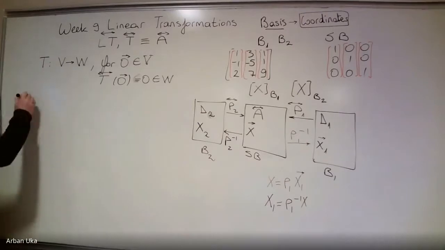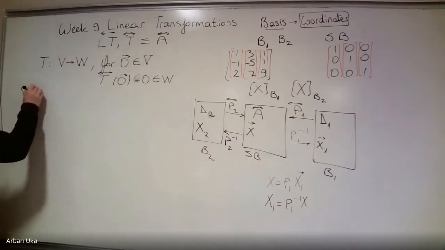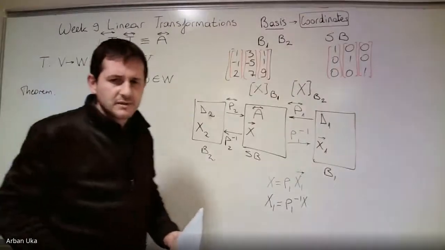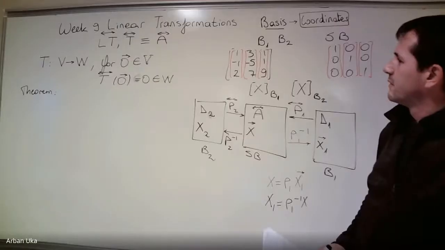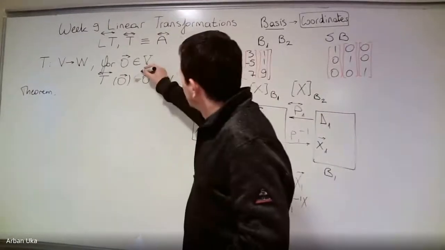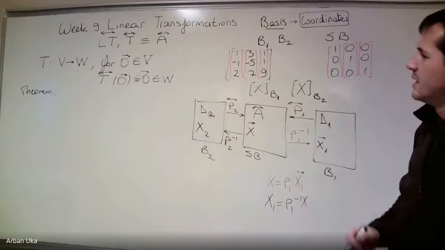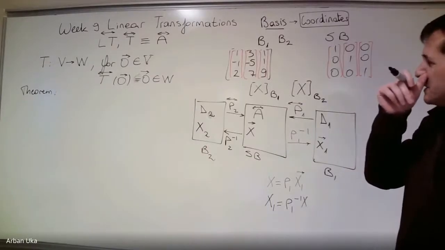Now, we have a theorem, and the theorem is formulated as... Professor, is the result of transforming T with 0 a 0 or a 0 vector? This is the 0 vector. You mean this one? Yes, this is the 0 vector.